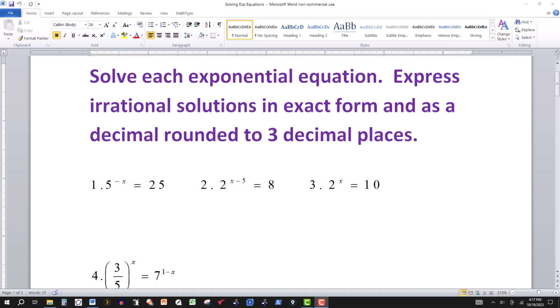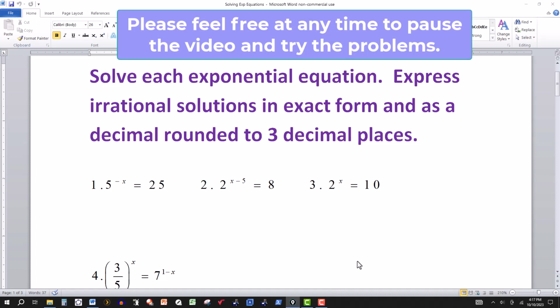In this video, we're going to solve some exponential equations. We're going to express irrational solutions in exact form and as a decimal rounded to 3 decimal places. Now in the first two, we'll be using this property of exponentials. So that's this property here.